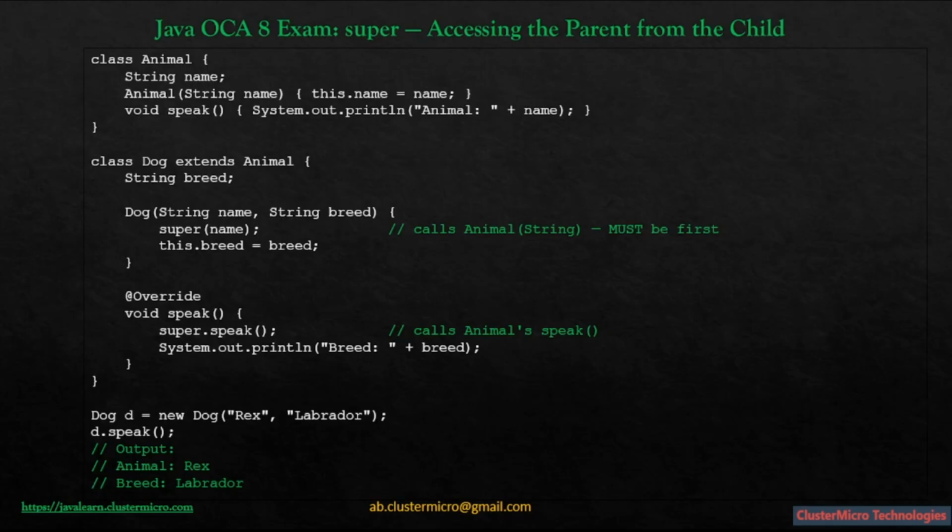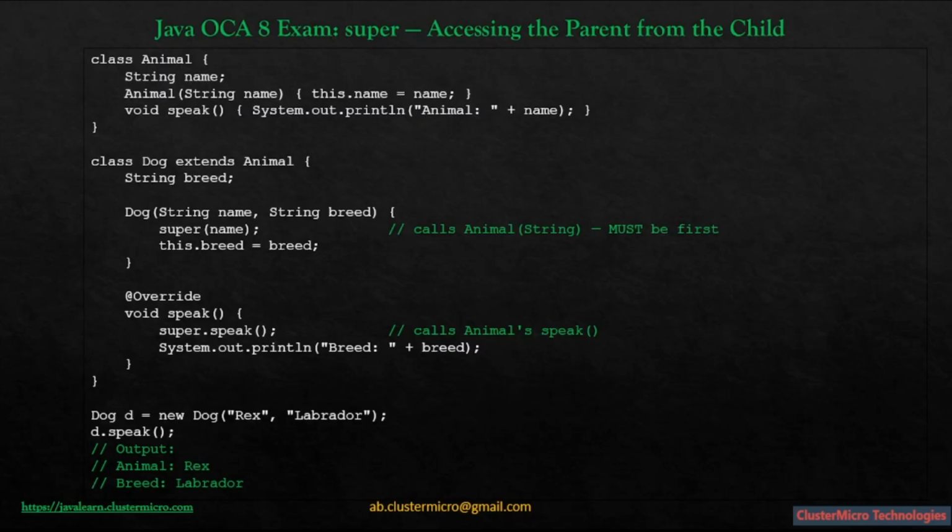If you see the example code here, this example demonstrates inheritance, constructor chaining with super, and method overriding. First, we define the parent class Animal. It has an instance variable called name and a constructor that accepts a name and assigns it to the field. The class also defines a method called speak, which simply prints Animal followed by the name. Next, we define the child class Dog, which extends Animal. This means Dog inherits the fields and methods of Animal. The Dog class adds a new field called breed.